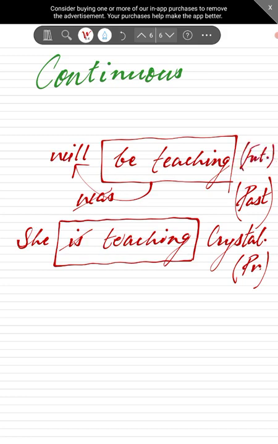It's quite simple. So we maintained our tense, that is continuous, but we changed our time from present to past, from past to future. Now she is teaching Crystal, present continuous. She was teaching Crystal, past continuous, and she will be teaching Crystal, future continuous. Okay, move for the next tense.